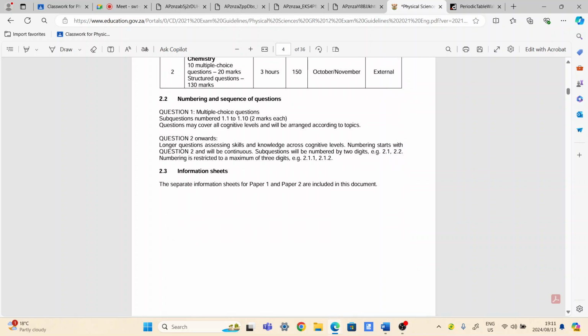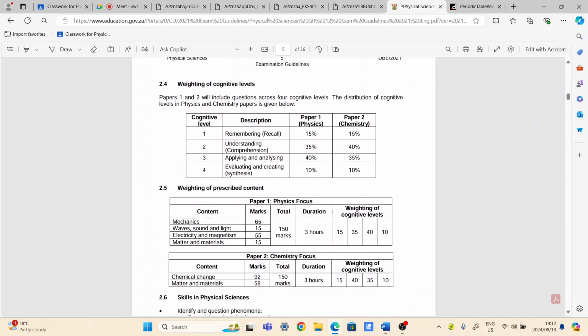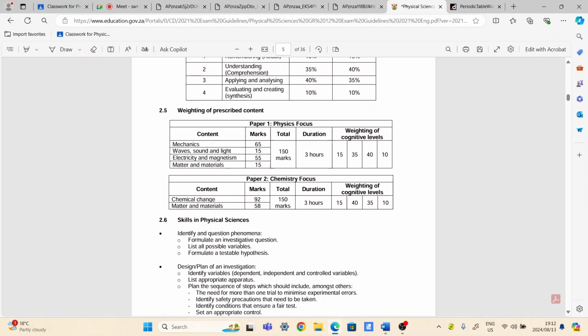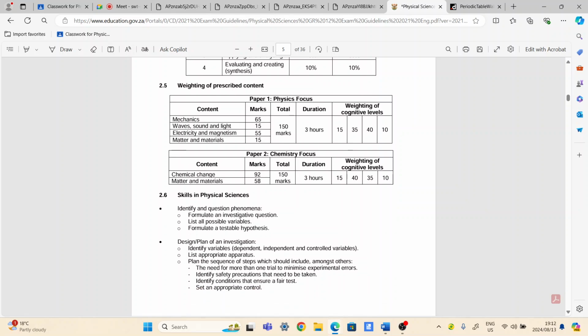Okay. So I just want to skip that. You can see here, according to the weighting of the prescribed content for physics, it focuses on mechanics. So that's your velocity and equations of motion, a lot of that will fit in there. Then you have waves, sound, and light. You have electricity and magnetism, as well as matter and materials, which is the final section.